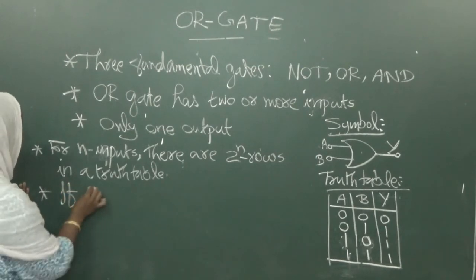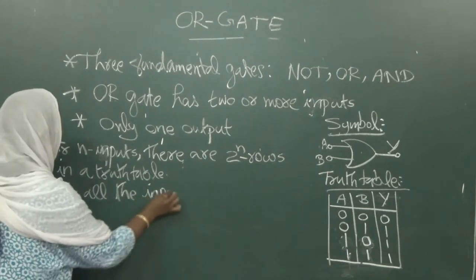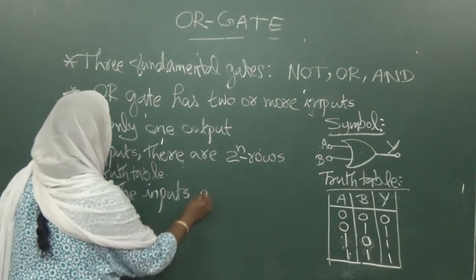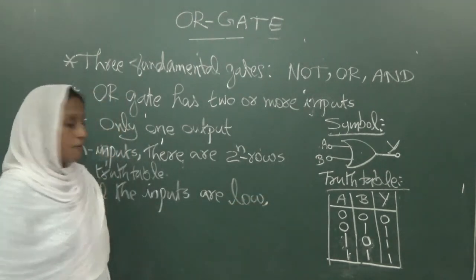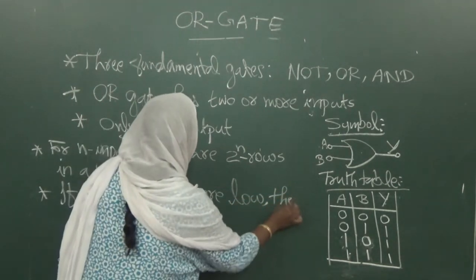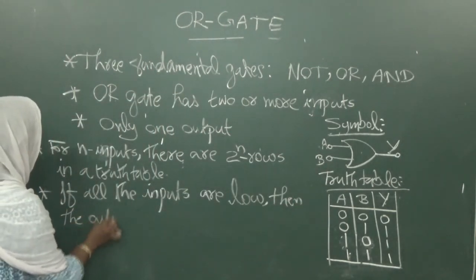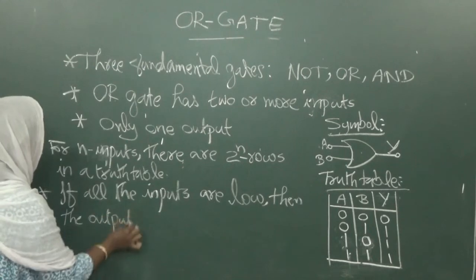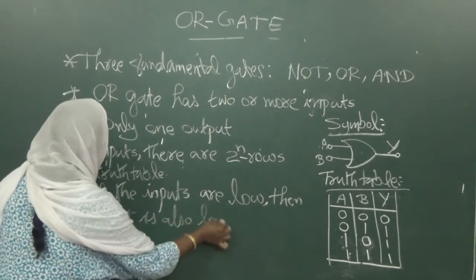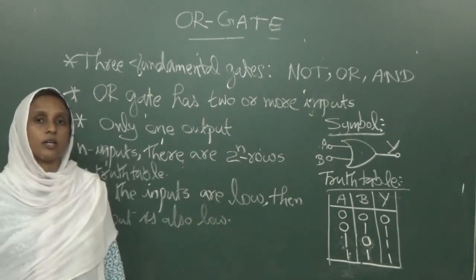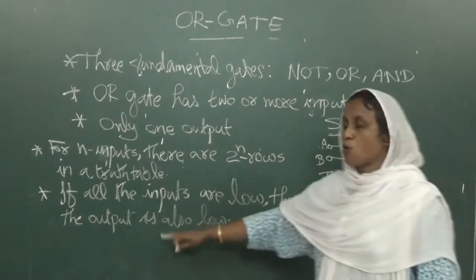If all the inputs are low, then the output is also low. Okay, so if all the inputs are low, then the output is also low.